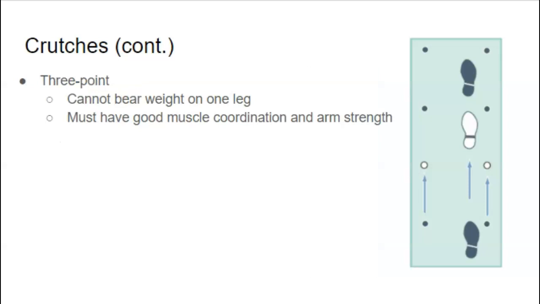3-point gait is probably a little bit more common with crutches because you're looking at some sort of injury where you can't bear weight on one leg. This does require good muscle coordination and arm strength. Okay, you can't go very far if your upper body's not strong, and so that's why this gait may not be appropriate for everyone. An elderly person might have a difficult time with crutches, so it's possible that a different modality would have to be given to the patient if they have a case scenario with that.